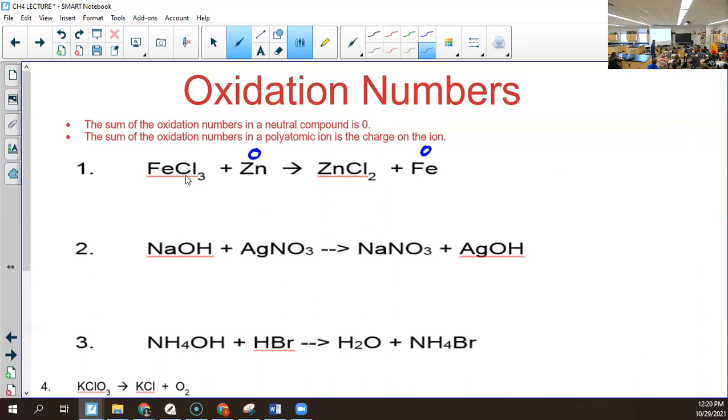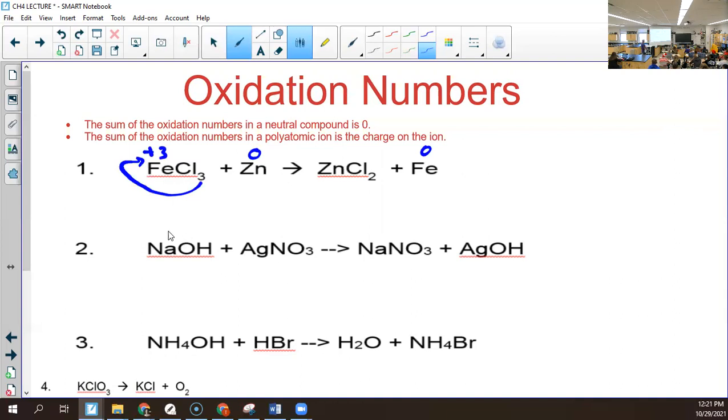Iron is a transition metal. How do I know its charge? All right, the number of chlorines. It's a +3. Is everyone okay with that? That goes way, way back, but I have concerns. A lot of you have no idea what I just did.